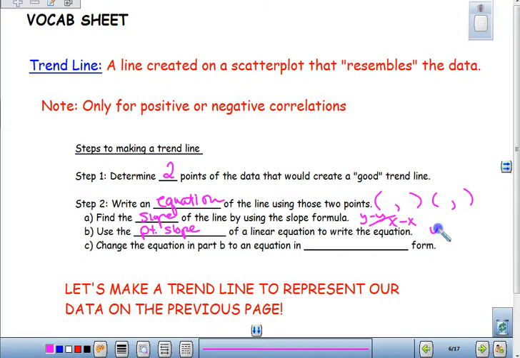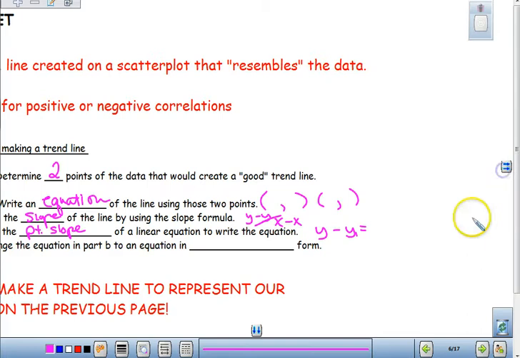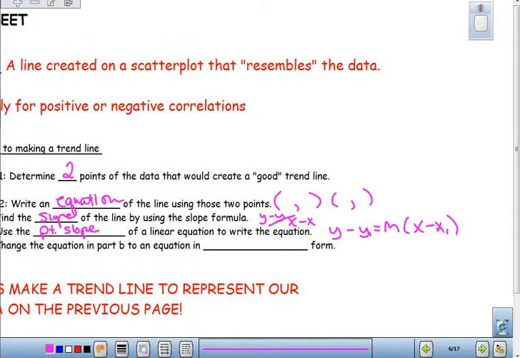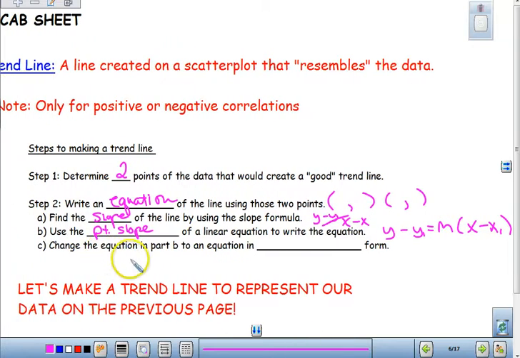So remembering, what does that look like? y minus y1 equals m times x minus your x1 that you decide to use. Then the last thing we always want to do is change our equation into slope-intercept form at the end. We're running out of a little room here.